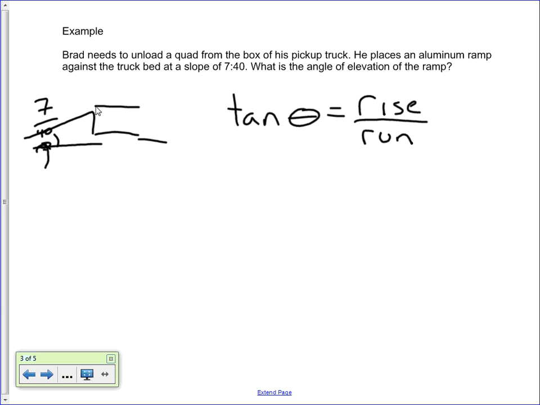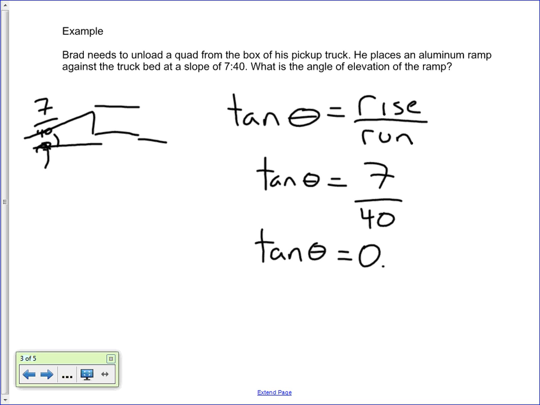7 over 40 is my rise over run. So the tangent of that angle is 7 divided by 40. And so when we actually divide 7 by 40, we get the tangent of the angle is equal to 0.175. Now, if I wanted to calculate what the angle is, then I have to do what's called the inverse.